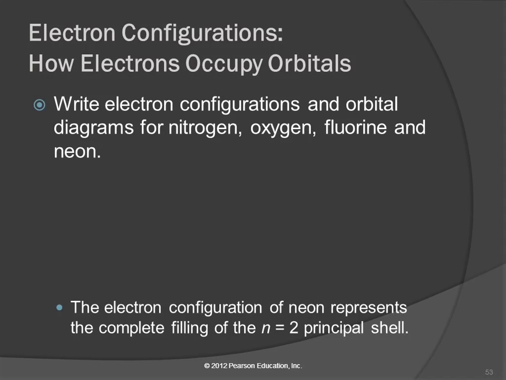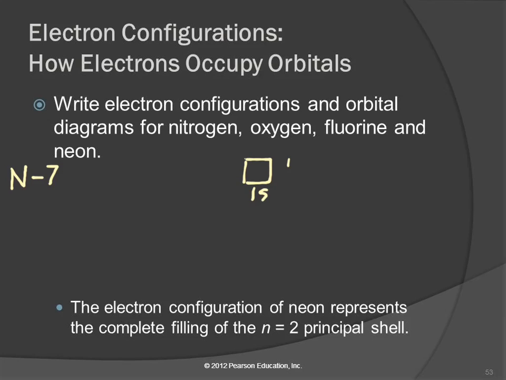So let's write electron configurations and orbital diagrams for nitrogen, oxygen, fluorine, and neon. Okay, so nitrogen. Nitrogen has 7 electrons. In some ways, I think it's really easiest to do the orbital diagrams first. So let's try that with this one.